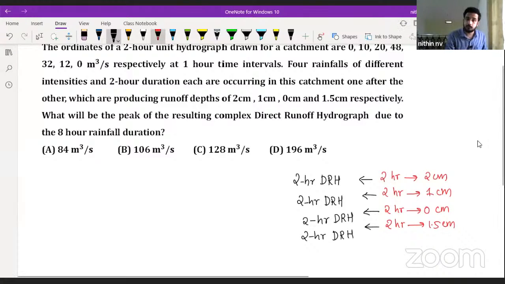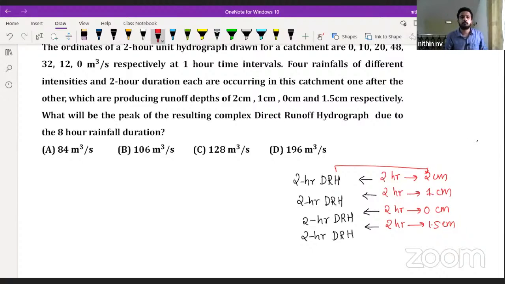What is the difference between all these 4 different DRH? All are having different runoff. The first one is having 2 centimeter, next one 1 centimeter, and so on. Now see, if I am adding this 2-hour DRH plus 2-hour DRH plus 2-hour plus 2-hour, will we be getting an 8-hour DRH? Is it possible?